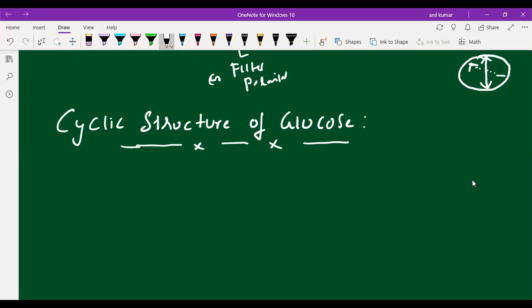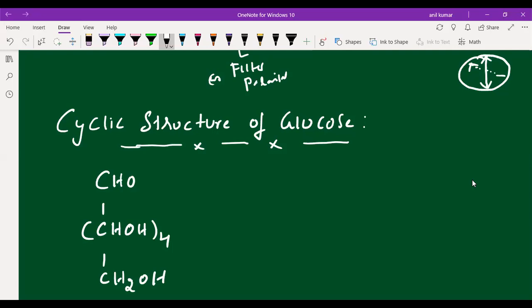The open chain structure of glucose has certain drawbacks. It doesn't explain some reactions of the aldehyde group. Let us take the open chain structure of glucose. You know this is the open chain structure: CHO, CHOH taken 4 times, and CH2OH.